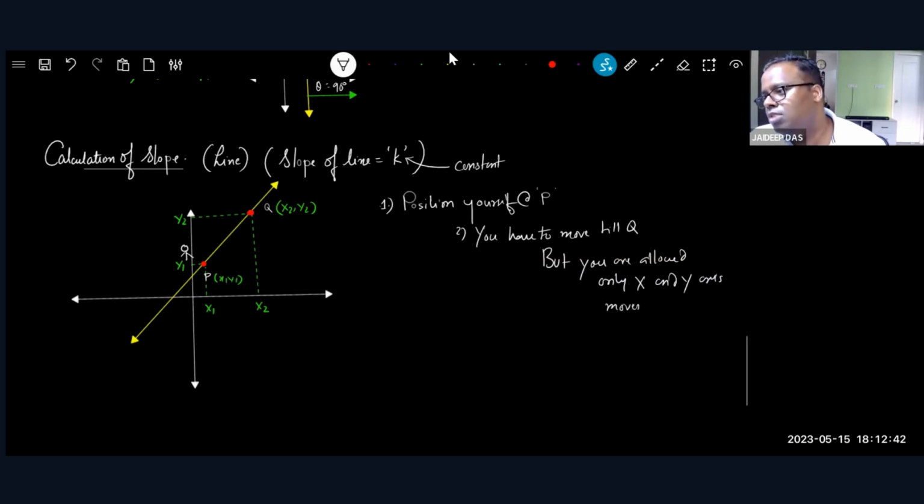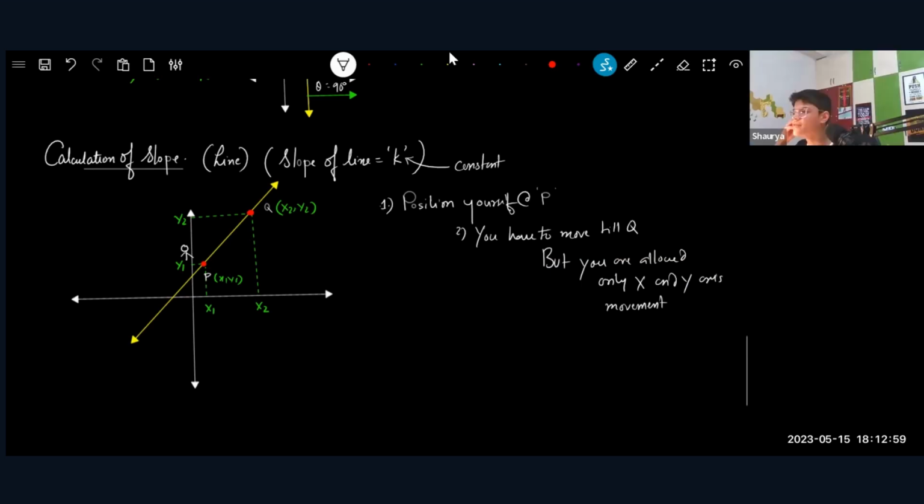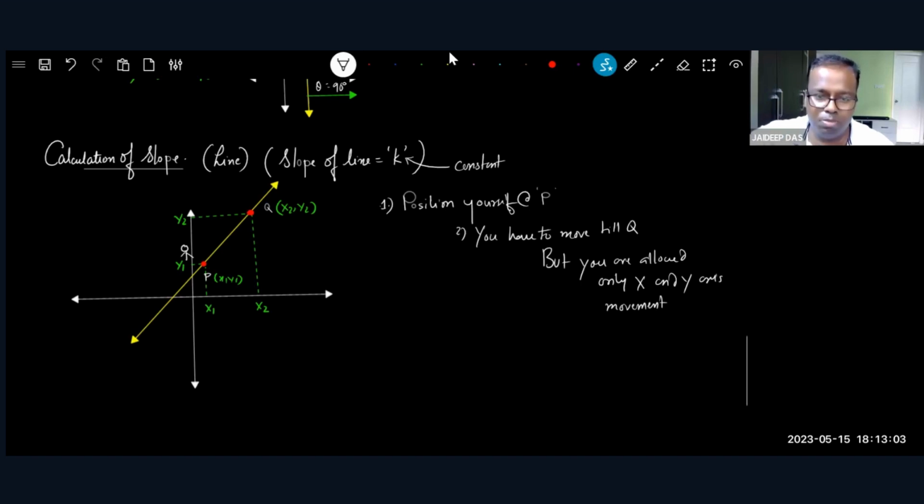Something like, if you have played chess, you are allowed movement like a rook. The rook, the last piece in chess, moves straight, sideways or up and down. It can't move diagonally like a bishop. Have you understood? You are allowed to move in this way.